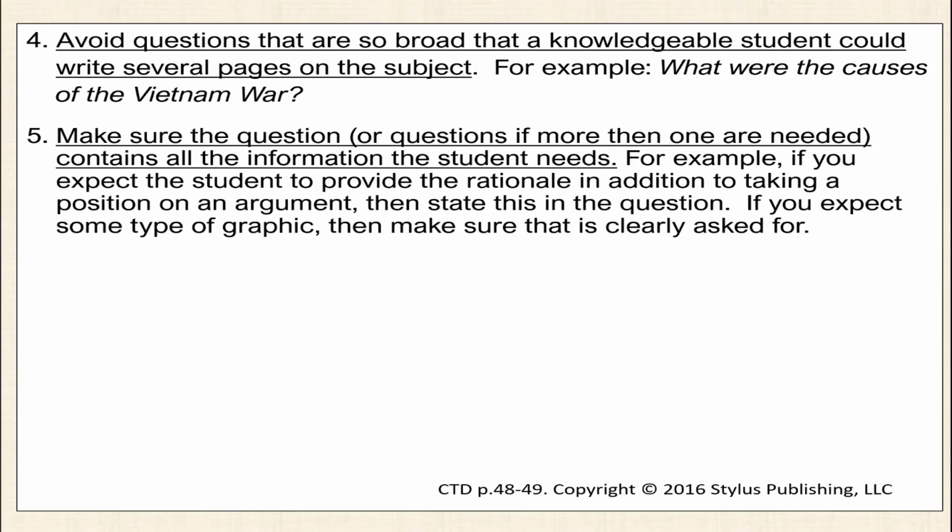Make sure the question or questions, if more than one are needed, contains all the information the student needs. For example, if you expect the student to provide the rationale in addition to taking a position on an argument, then state this in the question or statement. If you expect some type of graphic, then make sure that is clearly asked for.